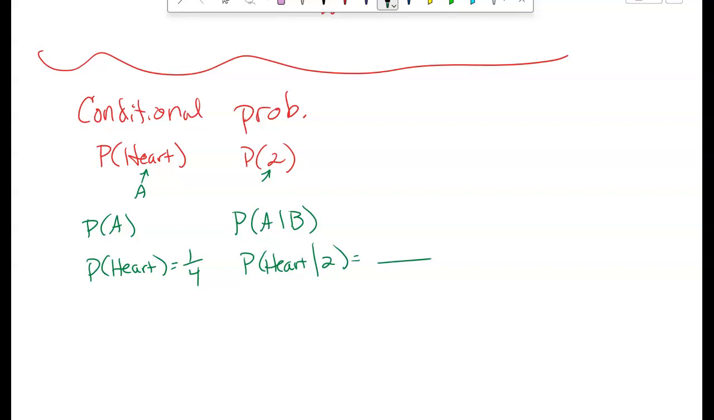Okay. How many 2s are in a deck of cards? How many of those are a heart? Right? Are you guys with me on that? Did I do that right? Oops, 4. I forgot to write down 4. And then that 1, right?